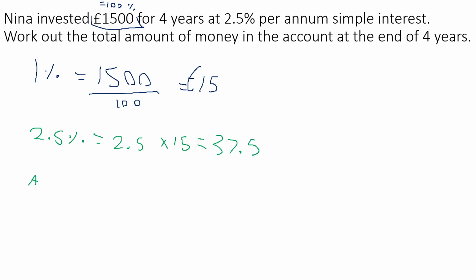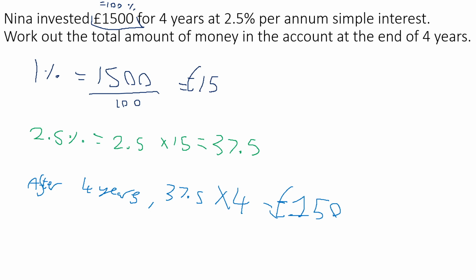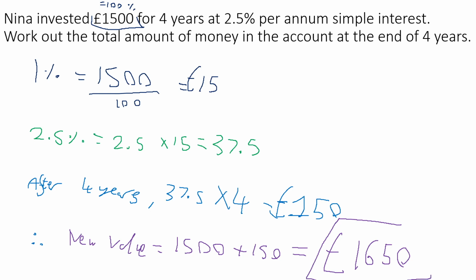After 4 years, we'll do that in a different color. After 4 years, it's equal to 37.5 times 4, which is equal to £150. And therefore, the new value is equal to 1,500 plus 150, which is equal to £1,650. So the long and short of it is we work out what this percentage is, and then we times it by this, and then we add it onto this.